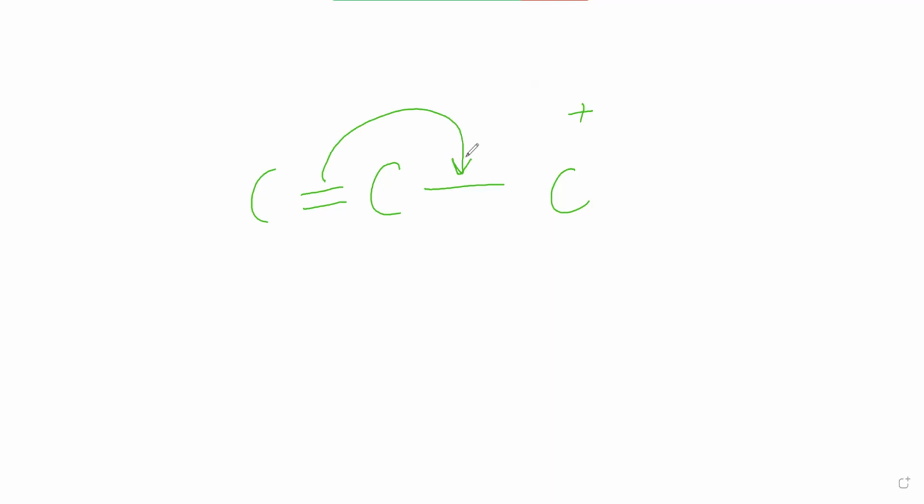So you have done two criteria in which the pi bond can move. If there is a pi bond and in its vicinity it has another double bond, then the pi bond can move. If in its vicinity it has a positive charge, then the pi bond can move. Is it clear?